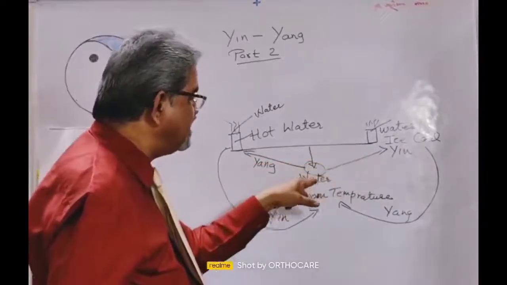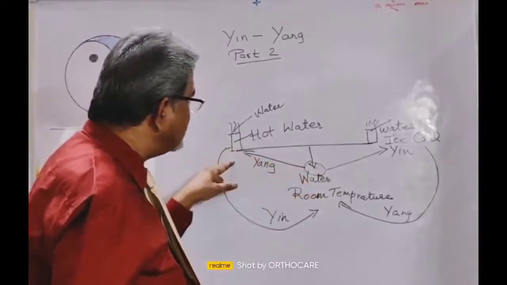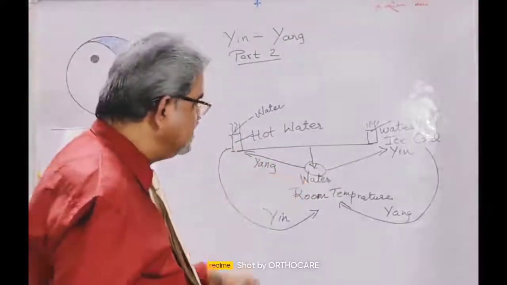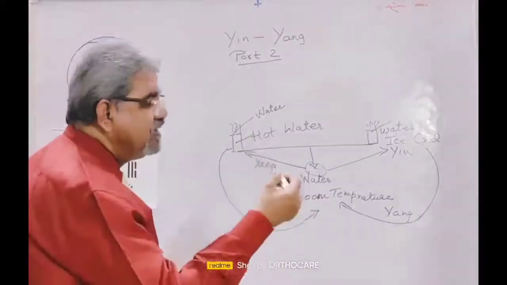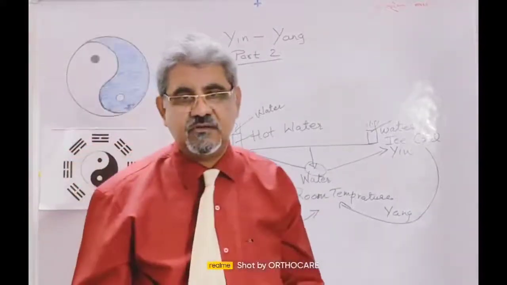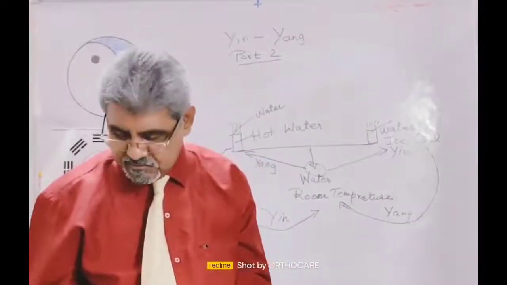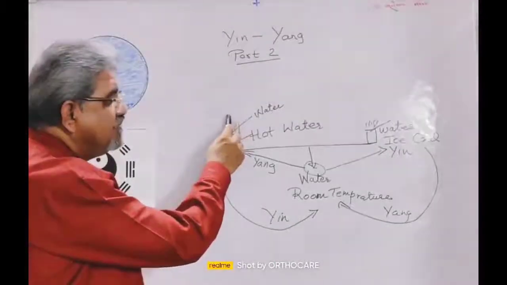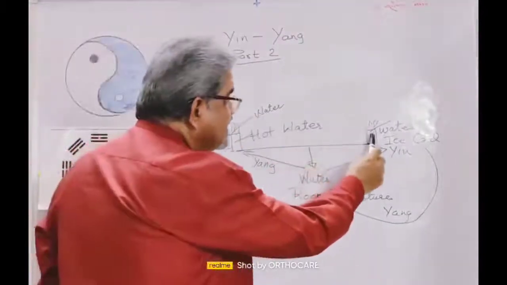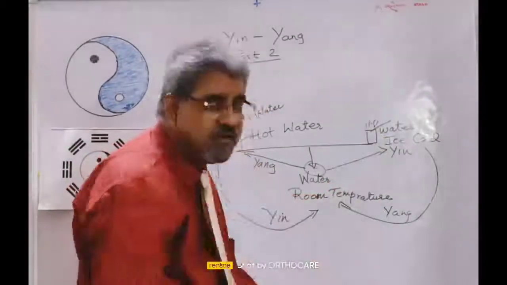This is hotter than this, and this is hot and this is cold, because this is colder than this. So at room temperature, water can be yin and yang in different situations. Even the hot water which is steaming, the steam comes out and becomes cold. The ice cold water which is steaming, the steam comes out and becomes hot.